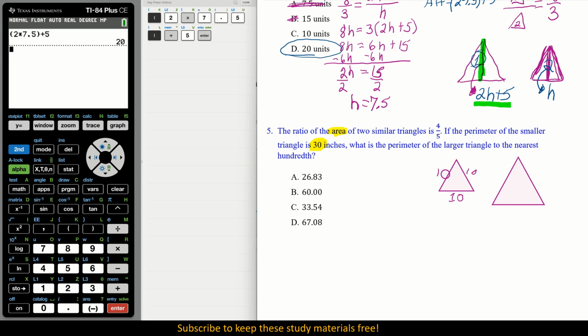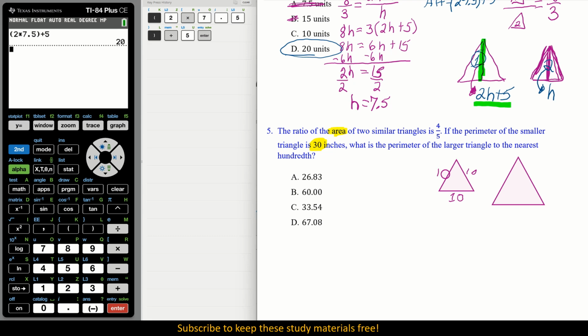Okay, so that tells me that it says the ratio is 4/5. So let's set that up. But we have an issue. It says the area of these similar triangles. This means that 4/5 has been squared. So if we want to apply that perimeter to the edge, to the 10 on the side, to go either way, from the smaller one to the larger one, or the larger one to the smaller one, it does not matter at all.